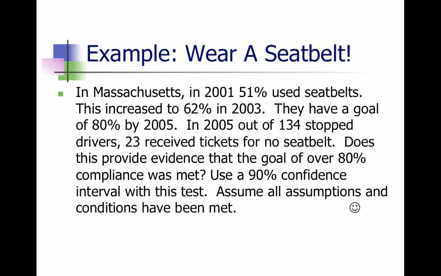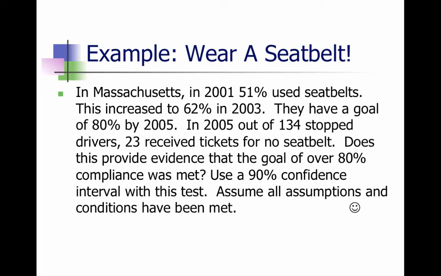We want to use a 90% confidence interval with this test. This means that they want us to do a test and then give an interval in addition to the test. Again, they told us to assume that all assumptions and conditions have been met. So again, we don't have to do that.